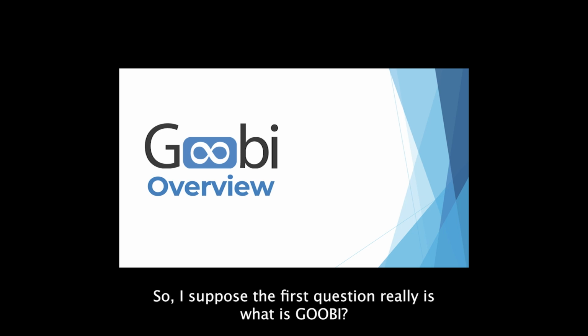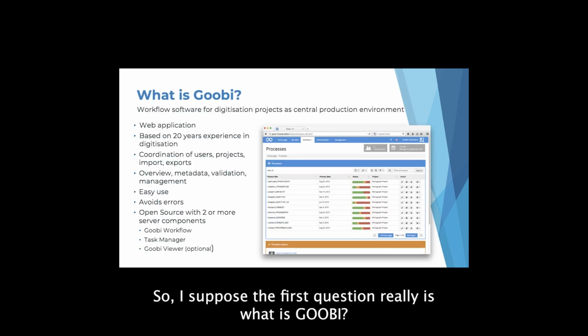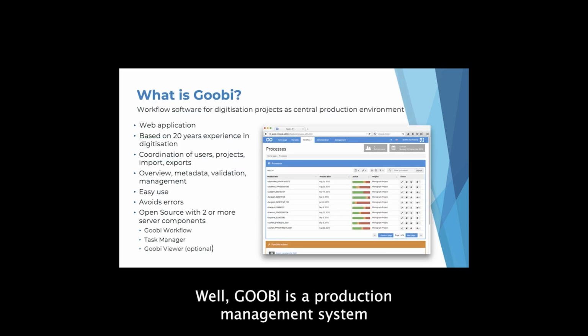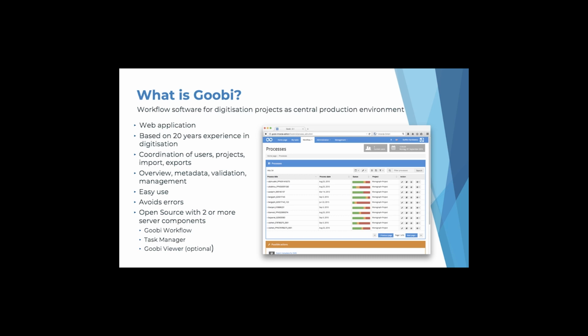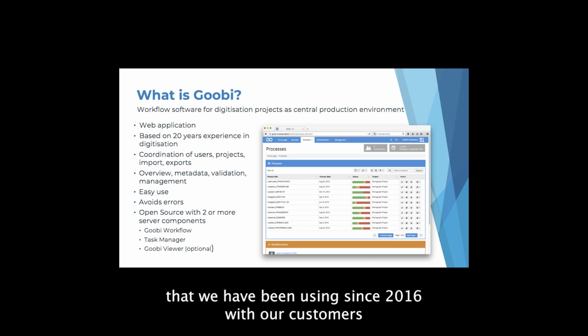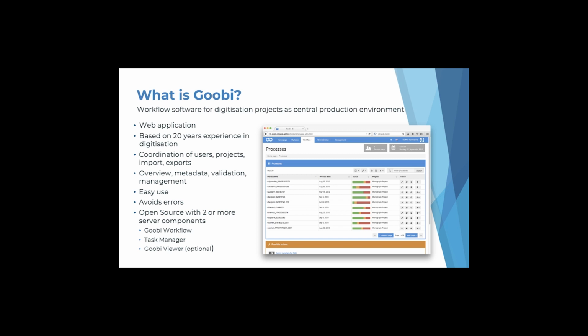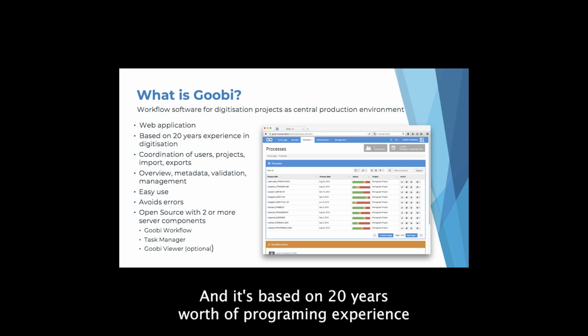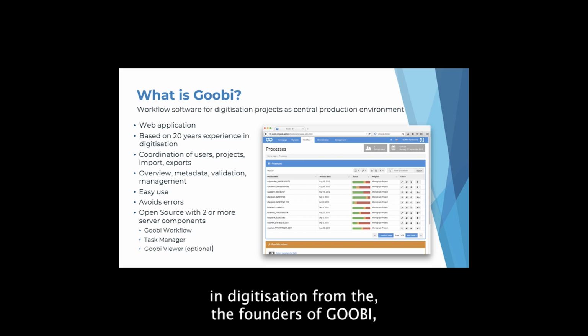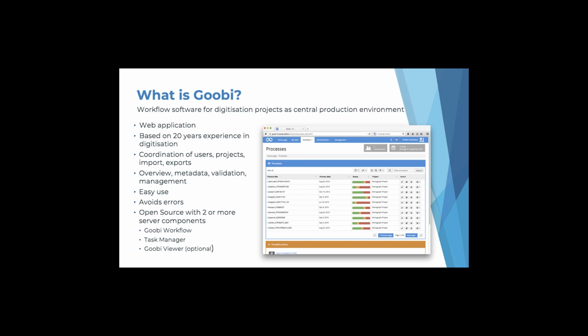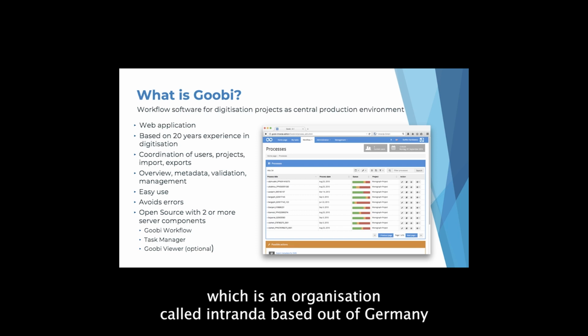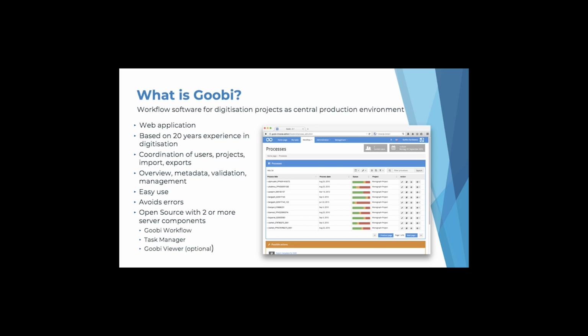So I suppose the first question really is, what is GOOBI? Well, GOOBI is a production management system that we have been using since 2016 with our customers to help them to deliver their digitisation projects, help them to manage them, and it's based on 20 years worth of programming experience in digitisation from the founders of GOOBI, which is an organisation called Intranda based out of Germany.